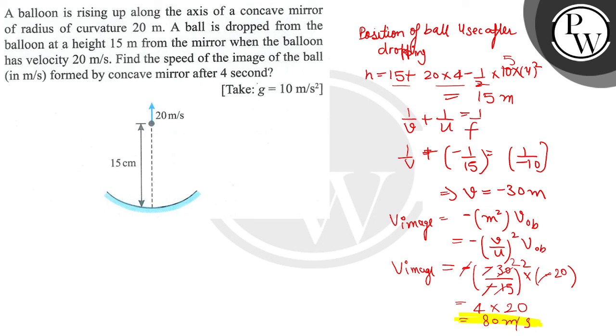So we got the answer of velocity of image as 80 meter per second. I hope you all got this question and best of luck.